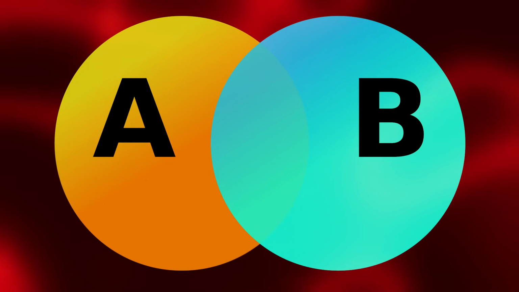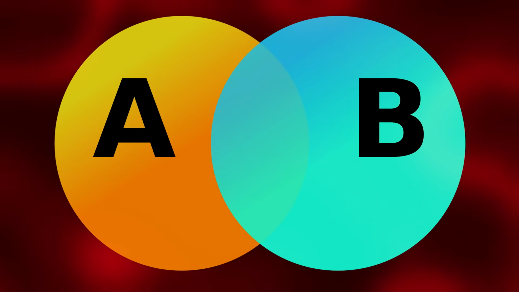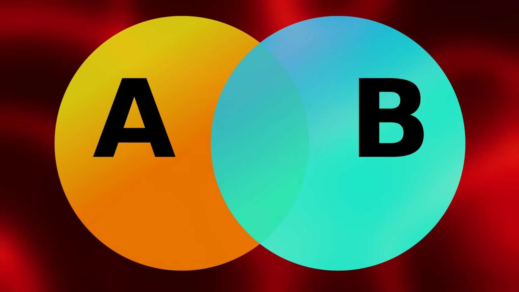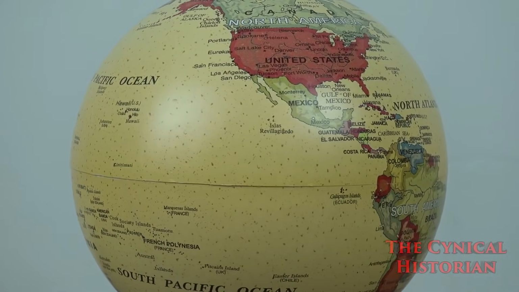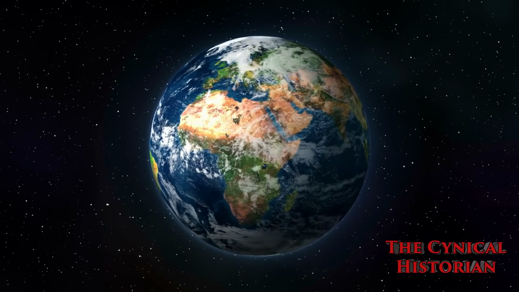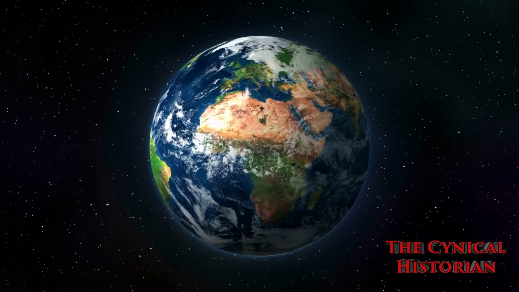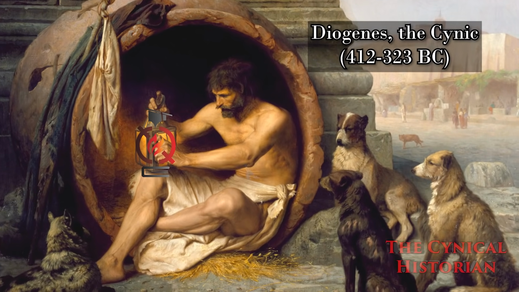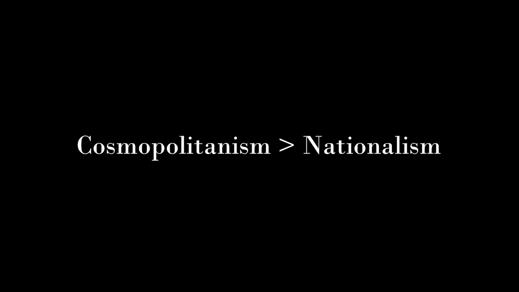cosmopolitanism. Instead of defining in-groups and out-groups as in who's truly part of this nation or that nation, we should instead see national boundaries as unnecessary limitations on a global culture, one in which we all participate in. For as Diogenes said, I am a citizen of the cosmos.